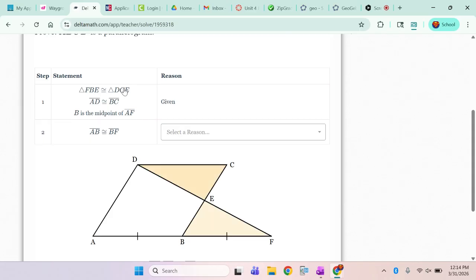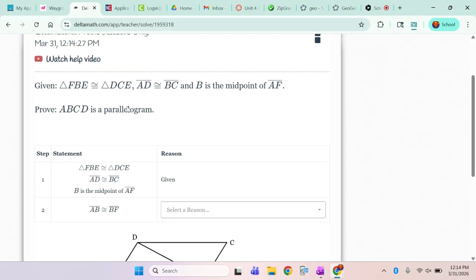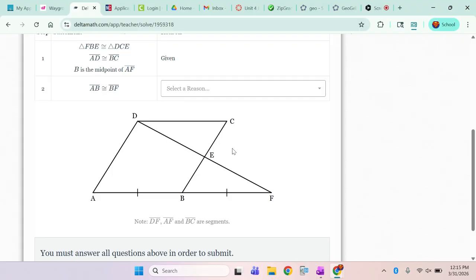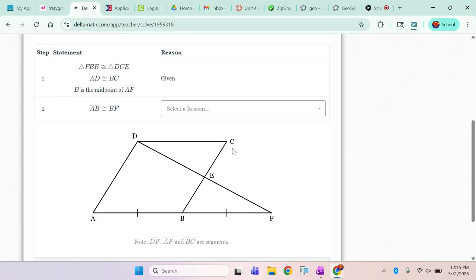So they said that these two triangles are congruent. They said that these two sides are congruent. And they said that B is a midpoint. And they want us to show that ABCD, or this overall shape right here, is a parallelogram. So think about what we need to show to prove a parallelogram. So that's where your pink sheet is involved.